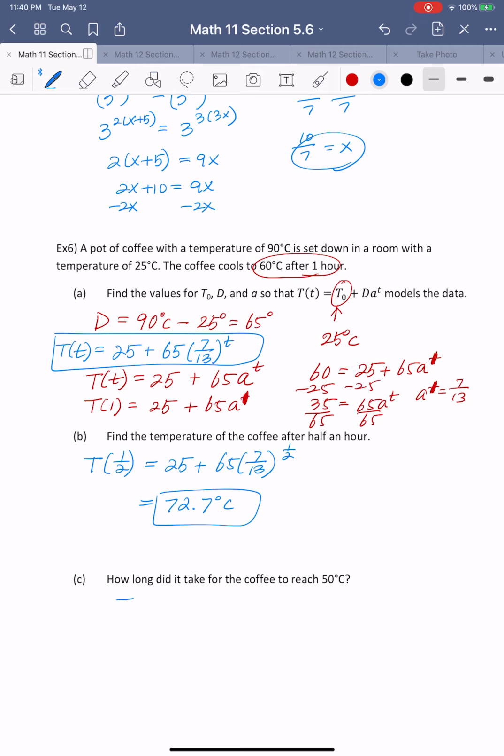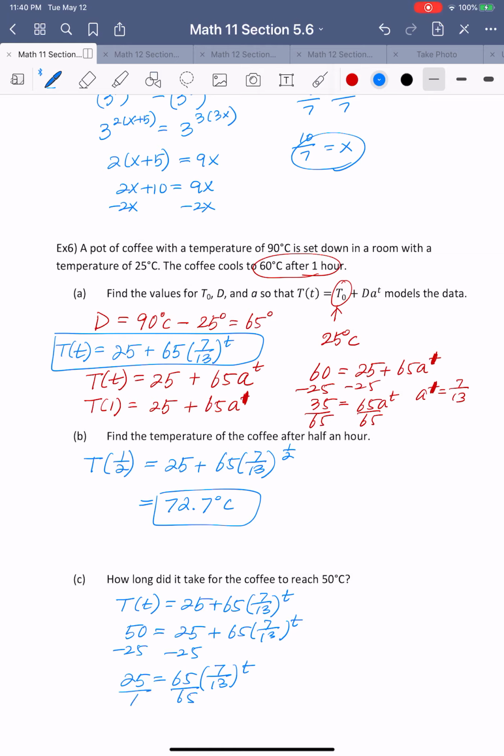So now T(t) equals 25 plus 65 times (7/13) to the t power, and we want T(t) to be 50 degrees. So 50 equals 25 plus 65 times (7/13)^t, and we are solving for t. Subtract 25 from both sides, so 25 equals 65 times (7/13)^t, then divide by 65.